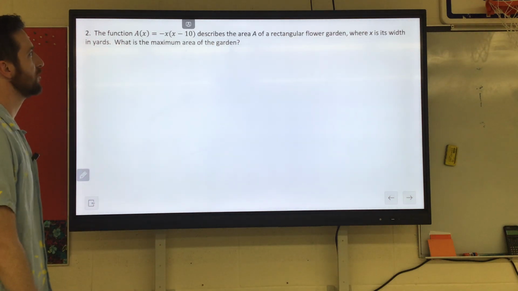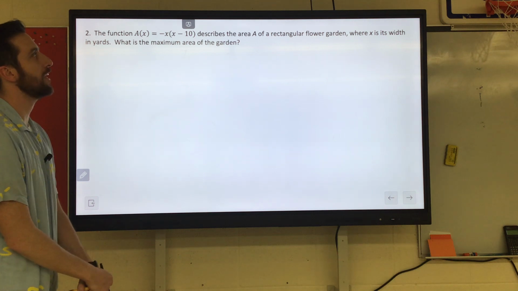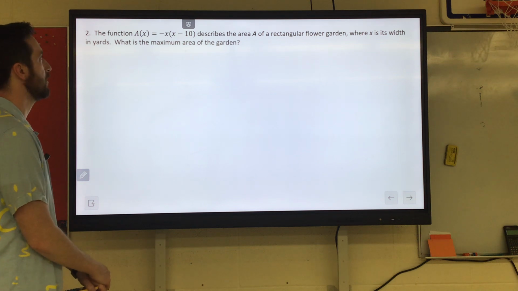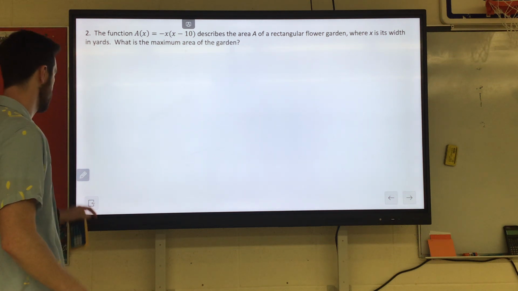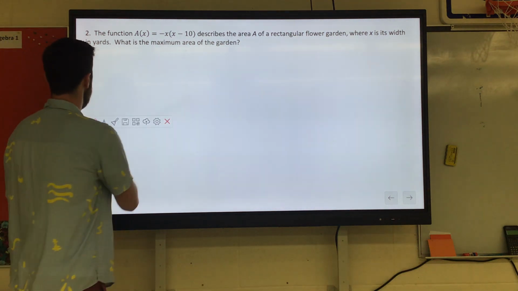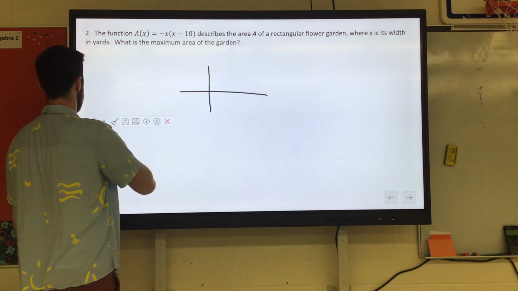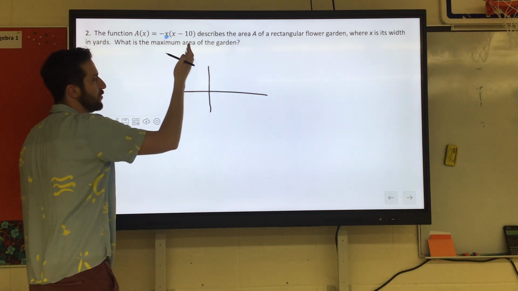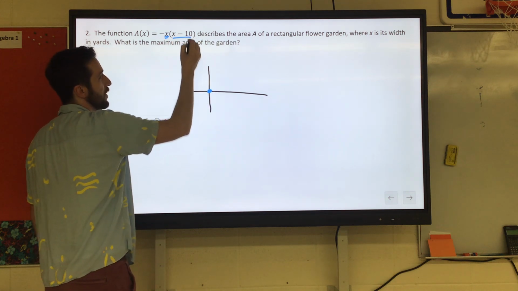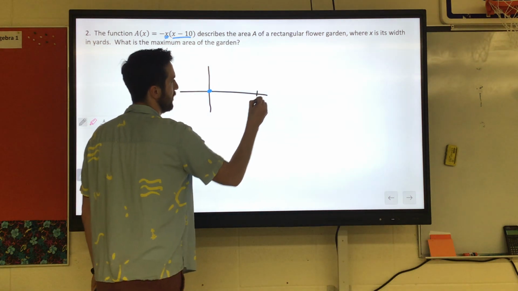The function A of x equals negative x times x minus 10 describes the area A of a rectangular flower garden, where x is its width in yards. What is the maximum area of the garden? Now remember, if this was graphed, if this was a parabola, this is in intercept form. So it gives you the zeros. On the outside, it's just x, which means 0. The other one, it says x minus 10, so that means it's also going to intercept at 10.